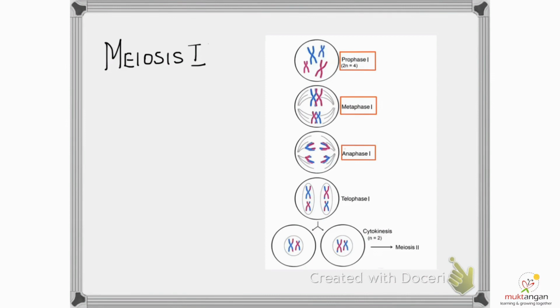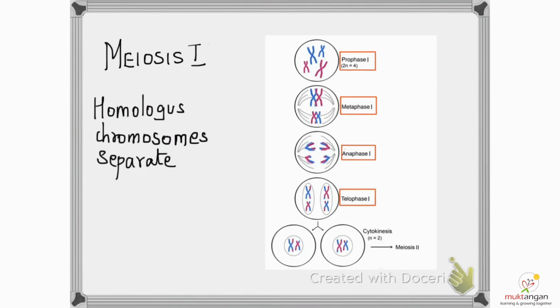The third step is anaphase. In this step, the homologous chromosomes move away from each other and go towards the pole of the cell. In telophase 1, the nuclear membrane starts reappearing and there are 2 nuclei formed. Finally, in cytokinesis, the cytoplasm divides and 2 haploid cells are formed.